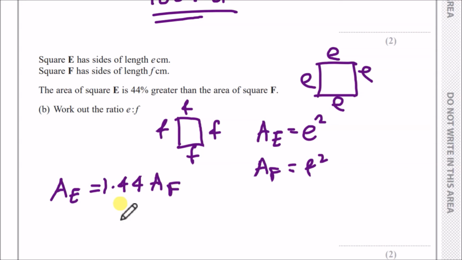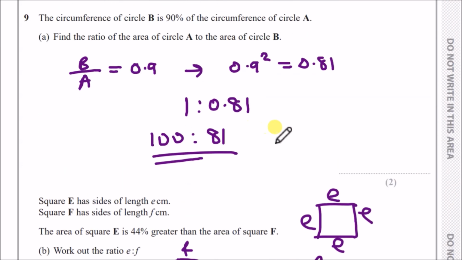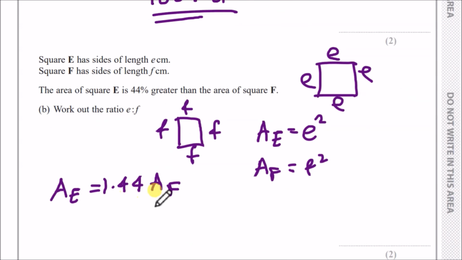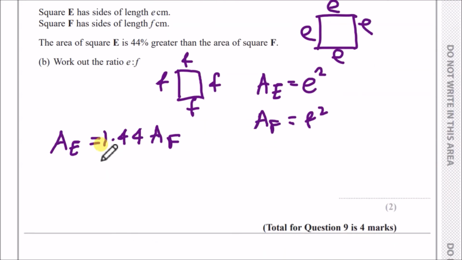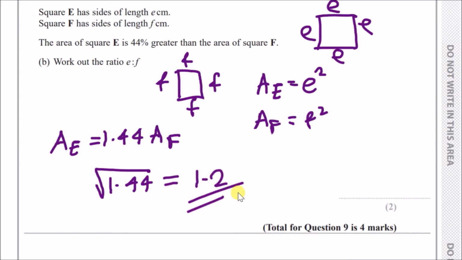Now work out the ratio of E to F. Just like the previous question, you see how we went from length to area? We had to square it. We're going from area to length, because this is the ratio of two lengths, E to F. So if the area scale factor is 1.44, that means the length scale factor is going to be the square root of 1.44. And this is going to be 1.2. And that's the answer, guys.